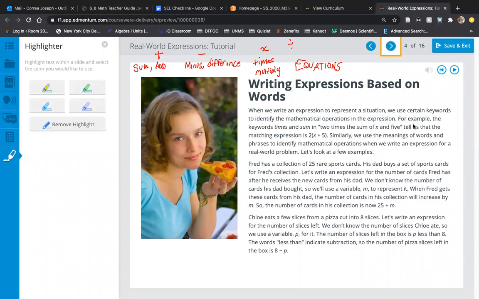So over here, it says, for example, the keywords times and sum in 2 times the sum of X and 5, right? So we also had some practice working with expressions like this at the beginning of our unit. So we would say 2 times, right? So that's 2 multiplied by, and this is also where you need to be careful because you might make a mistake and say 2 times the sum of X plus 5. This expression here is not the same as this expression. So when it says the sum of X and 5, right? What I'm thinking is that we need to add together X and 5 first.